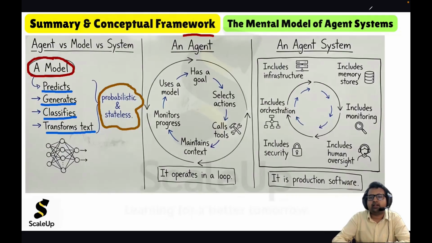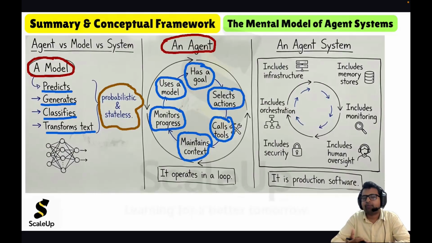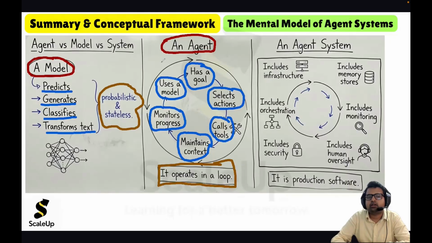Then we also saw the agent. An agent follows a loop. It uses a model, it has a goal, it does the planning, selects actions, executes the actions, and calls tools. It maintains the context: whatever outcomes it got, it stores somewhere, and we call that the context. It monitors the progress, assesses the outcomes, adapts, re-strategizes, and replans, and keeps on doing it until the goal is achieved. In this process, it makes use of the model. So an agent operates in a loop.